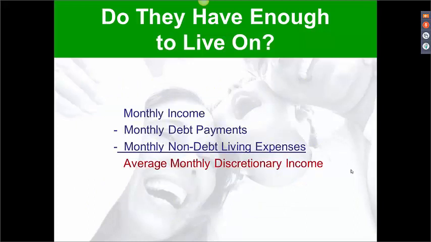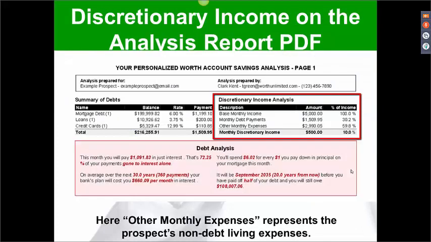Do they have enough to live on is something you want to consider. The monthly income, their monthly debt payments, their monthly non-debt living expenses will give average monthly discretionary income. So if you're going with the discretionary income number, what you want to do is look at their total expenses and their non-debt living expenses and see if that can support them. And this is that section over here with the discretionary income.